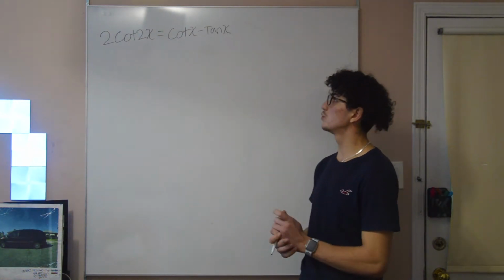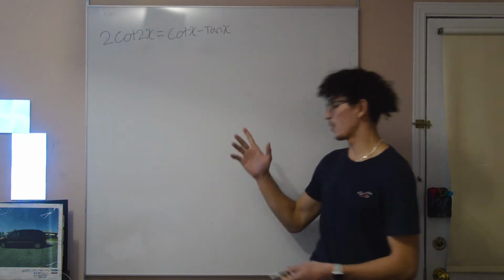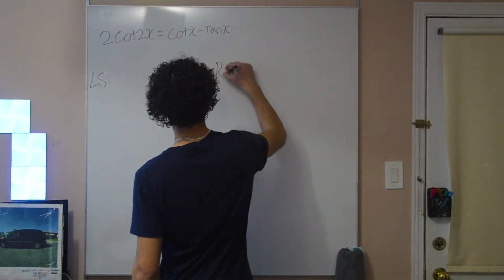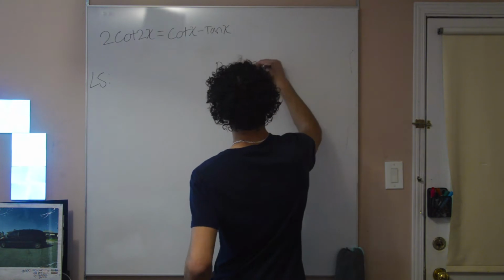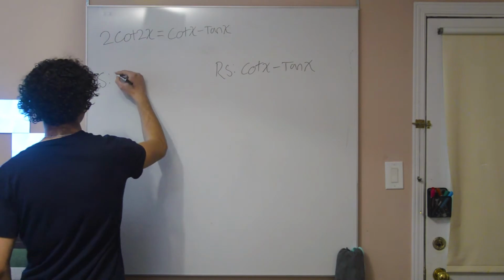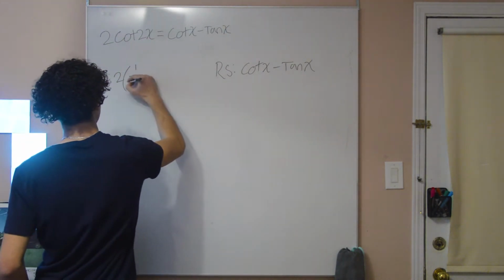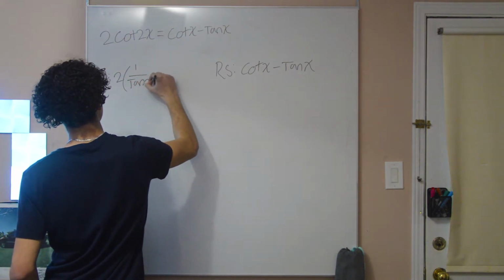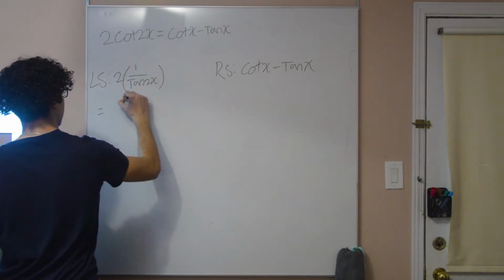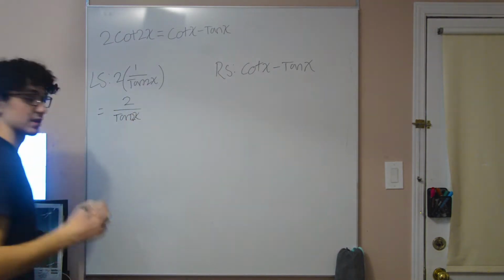First, we have 2 cotangent 2x is equal to cotangent x minus tan x. Now, first thing I'm going to do, split it up into left side, right side. On the right side, we have cotangent x minus tan x. And on the left side here, we have 2 times, I'm just going to rewrite it as 1 over tan 2x, just like that. Now from here, this 2 can actually go up top, so this can become 2 over tan 2x, just like that.